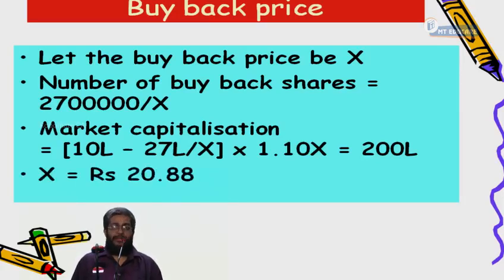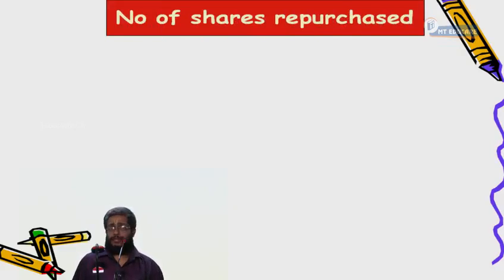You believe me? You can do it at home. Yes or no? If you solve for X, X is equal to rupees 20.88. What is 20.88? The price that the company has offered to buy back. Can you proceed or not? Next. Buyback price over.